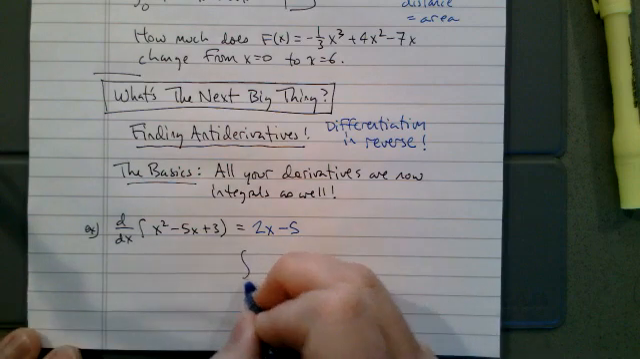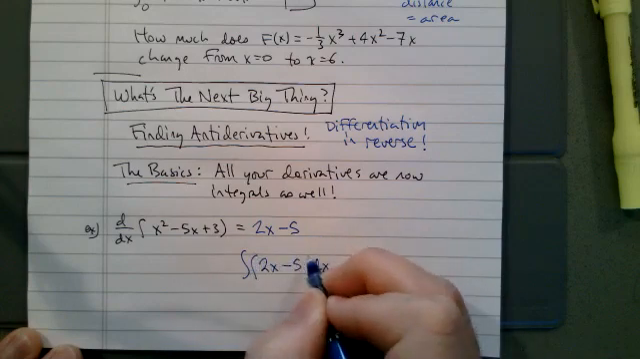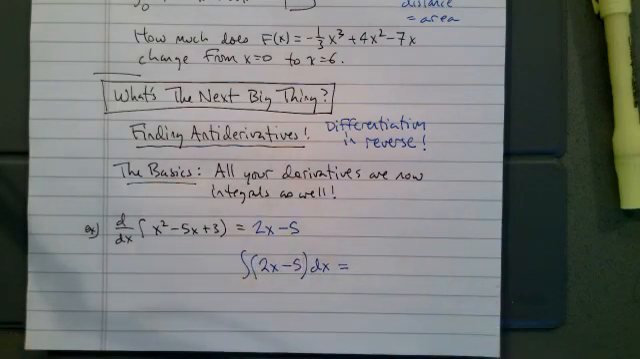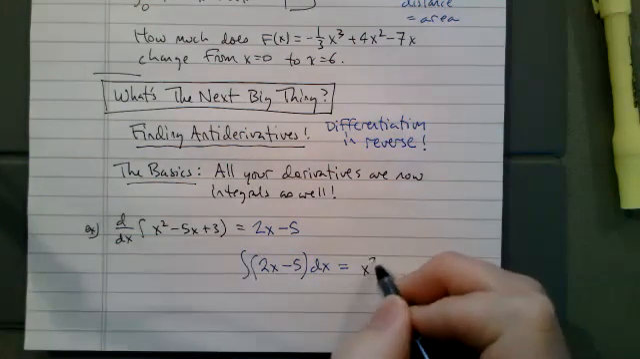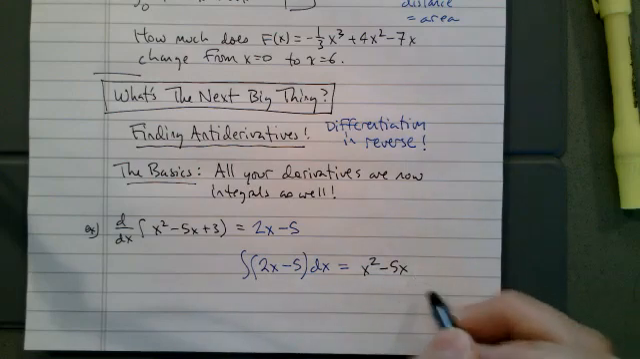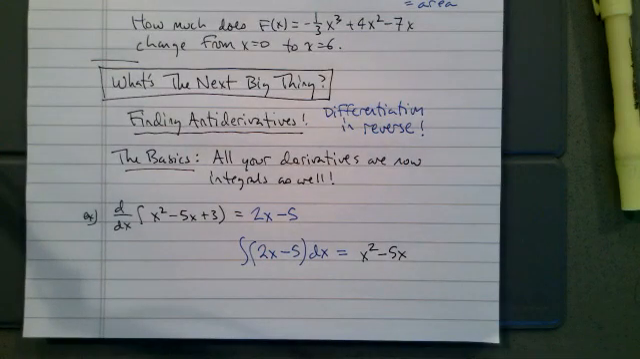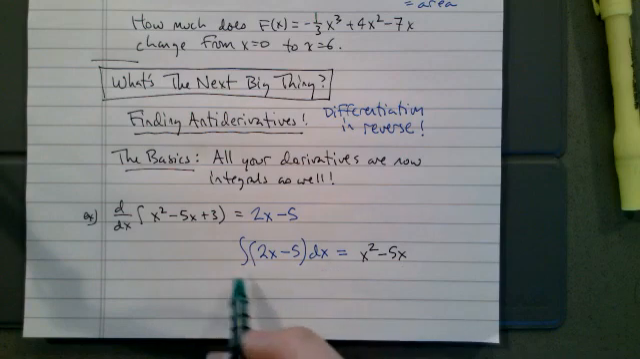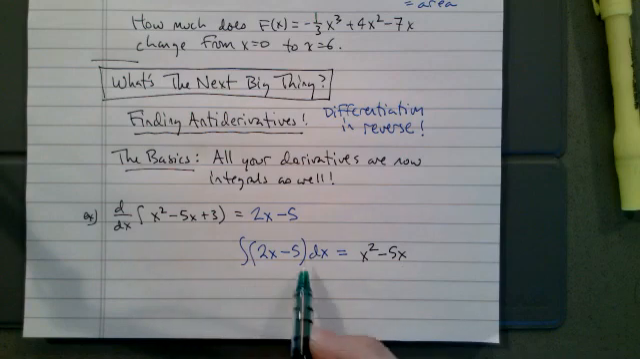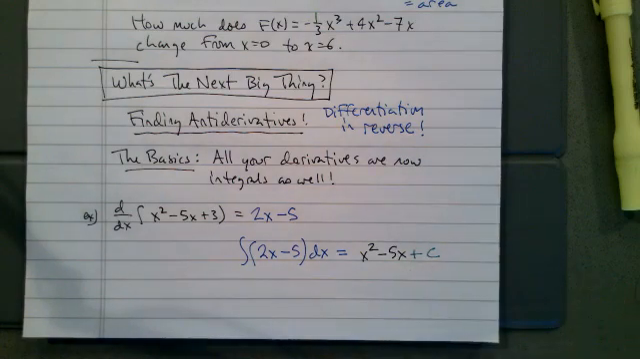So if we look at an integral of 2x minus 5 dx, we'll get back to where we started. The integral of 2x is x squared. The integral of minus 5 is minus 5x. And then we're missing some information. The way we deal with this is to put at the end, when we do an indefinite integral like this, or find an antiderivative, some constant at the end. And this is an arbitrary constant.